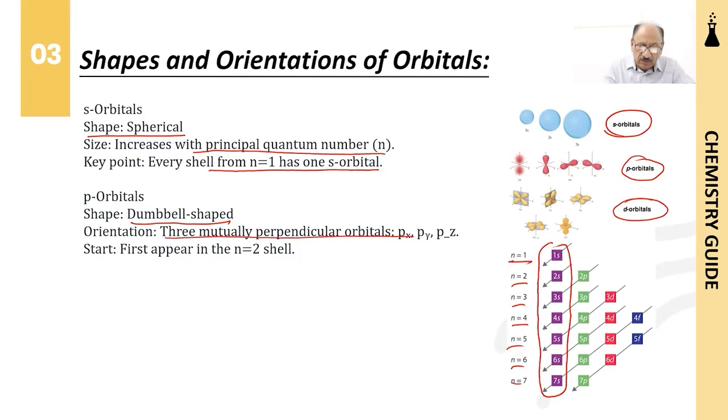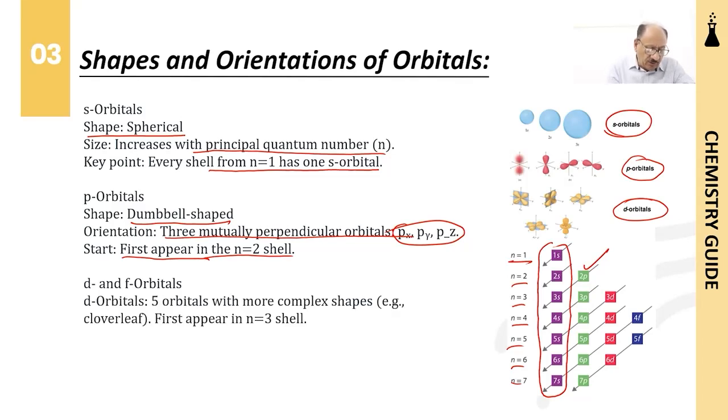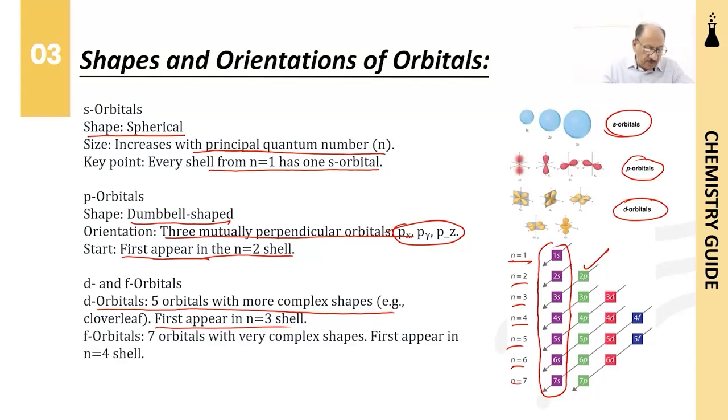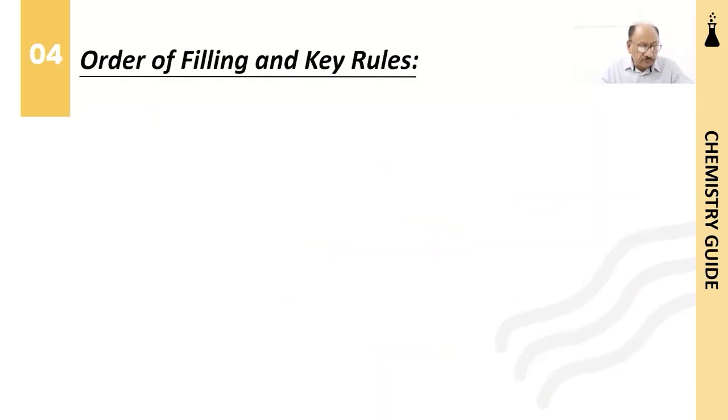The p orbital shape is a dumbbell shape as we discussed. Orientation: three mutually perpendicular orbitals px, py, and pz first appear at n equals 2. p comes first in the second shell. Then d and f. d has five orbitals with more complex shapes, for example a clover leaf, and first appears in the third shell. f has seven orbitals with very complex shapes and first appears in the n equals 4 shell.